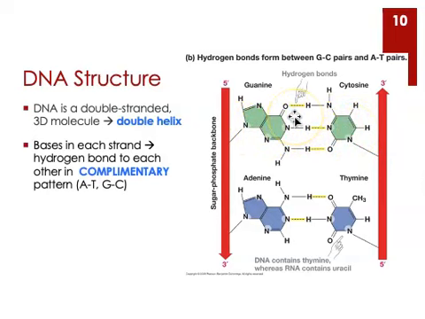The little dotted lines, remember, are how we draw hydrogen bonds. And in this case, they are highlighted in yellow. So I've got a hydrogen bond and a hydrogen bond and a third hydrogen bond holding the guanine and the cytosine together. I've also got 2 hydrogen bonds holding the adenine and the thymine together.